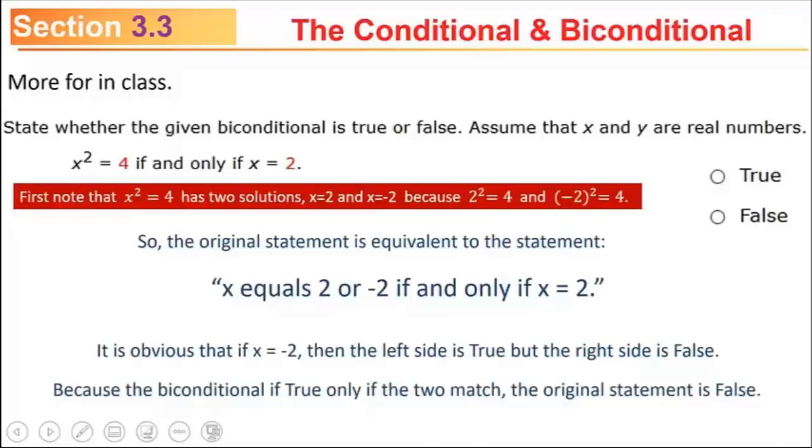Recall that a biconditional is true only if the two match. In other words, true if and only if true, or false if and only if false. I've just pointed out a case where you would have true if and only if false. So that means that the biconditional is actually false.